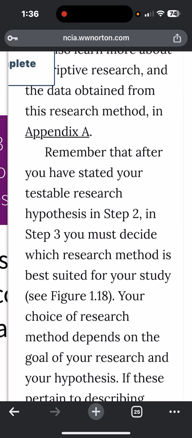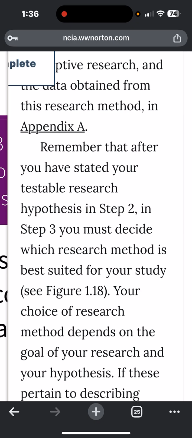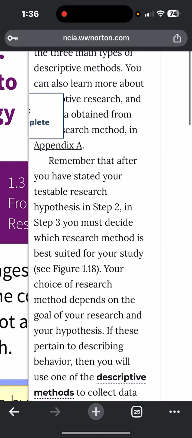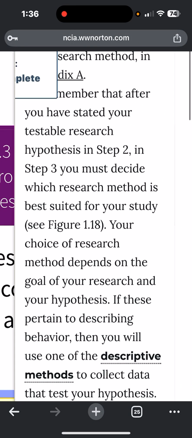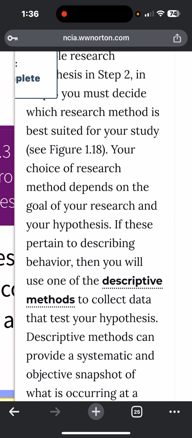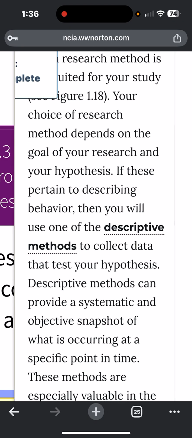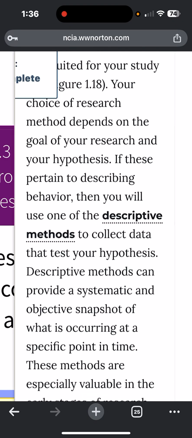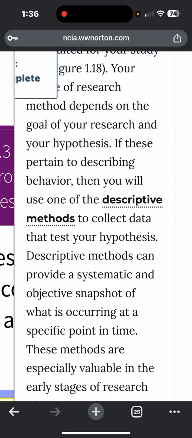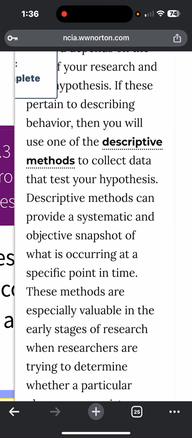Remember that after you have stated your testable research hypothesis in Step 2, in Step 3, you must decide which research method is best suited for your study. See Figure 1.18. Your choice of research method depends on the goal of your research and your hypothesis. If these pertain to describing behavior, then you will use one of the descriptive methods to collect data that will test your hypothesis.